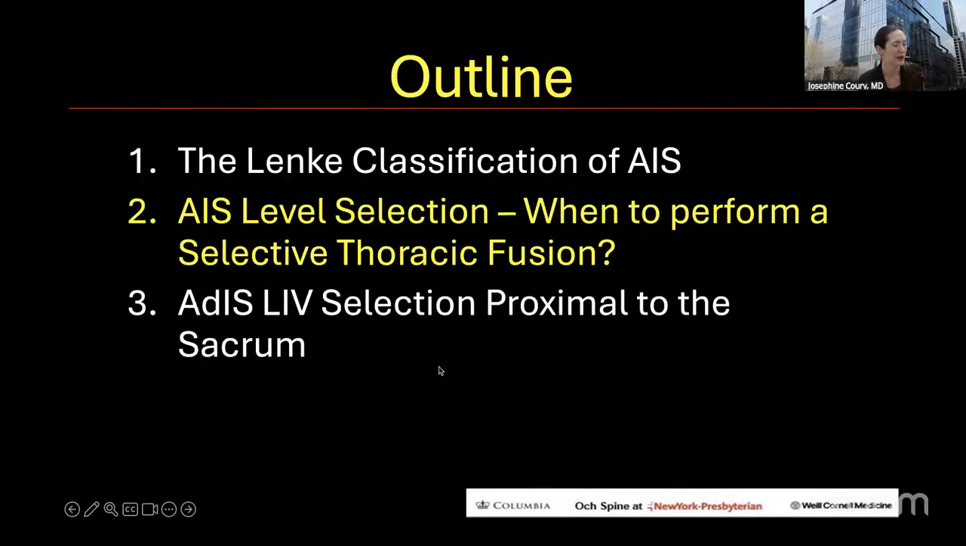So now that we've gone over the Lenke classification, now to talk about how this actually applies. And the biggest question that I think people use this classification for is when can you perform a selective thoracic fusion for these patients?